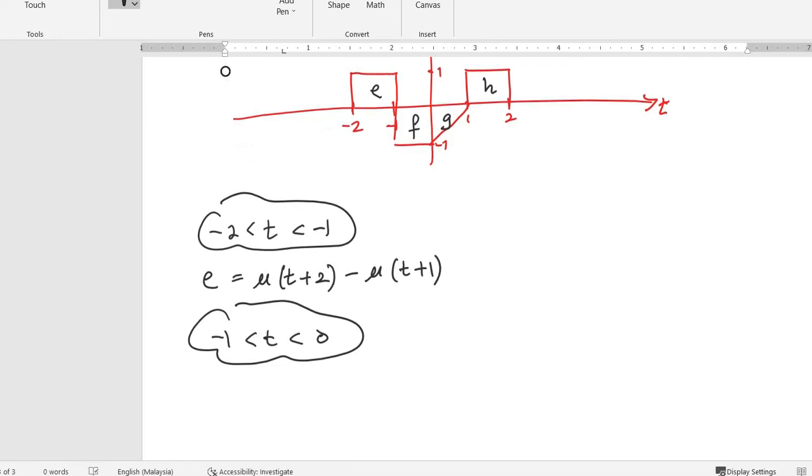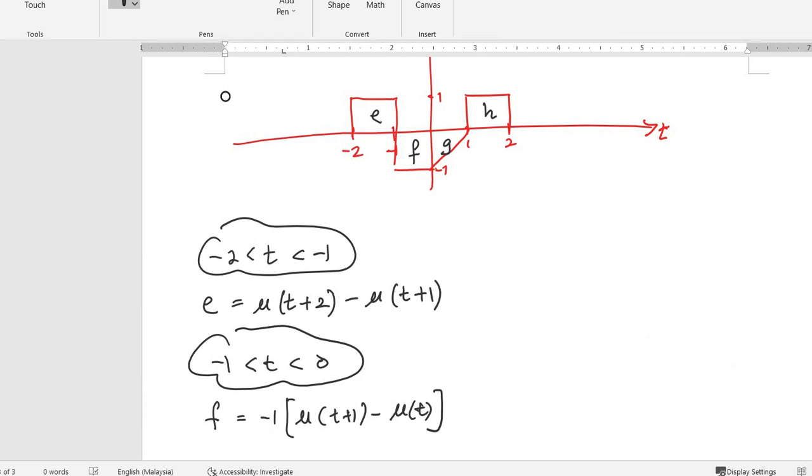So the amplitude is negative 1. So I know that it's negative 1, multiplied with a unit step starting from t equal to minus 1. So it's u(t+1), until t equals 0, so minus u(t).